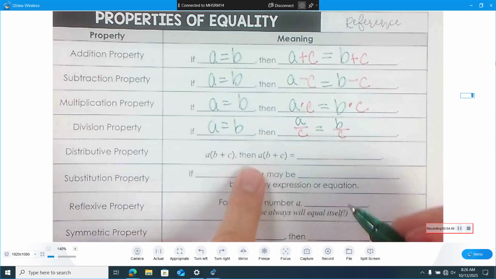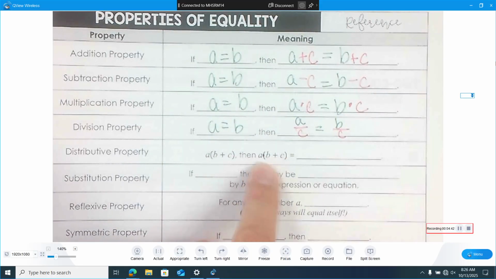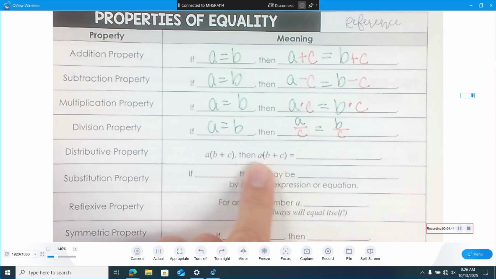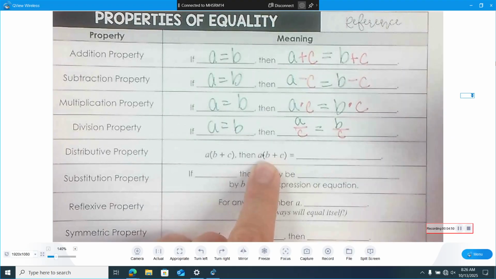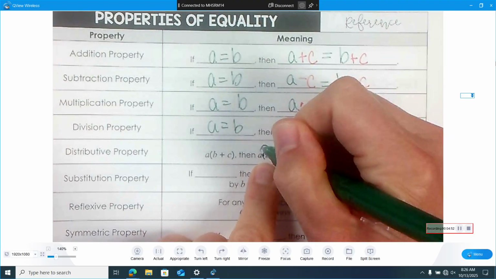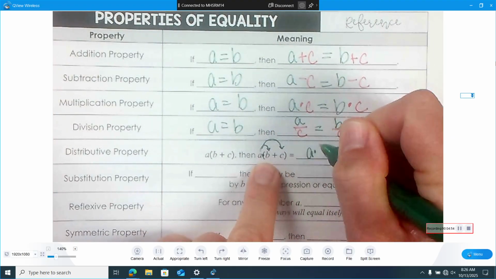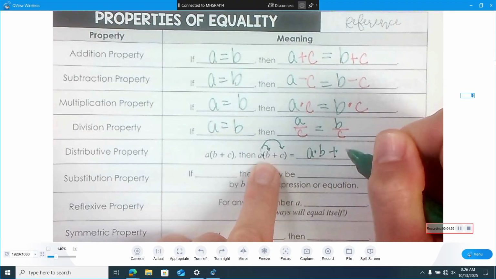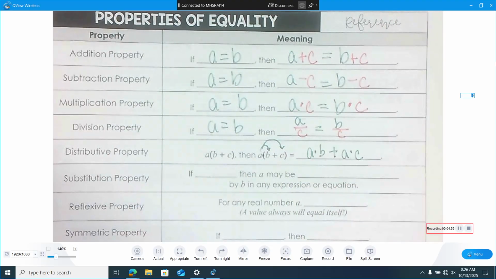So if I have A times a quantity B plus C, what is the distributive property? What are we doing? What operation is distribution? Multiplication. So we are multiplying A times B plus A times C. So we are distributing that A to both items inside the parentheses, and that's the distributive property. You're very good at that.